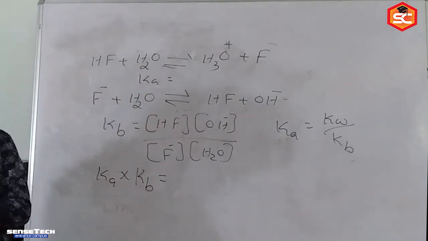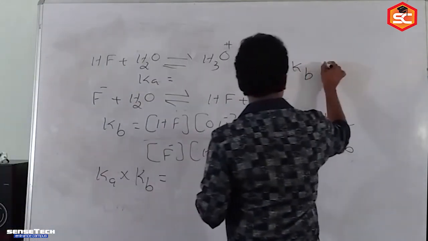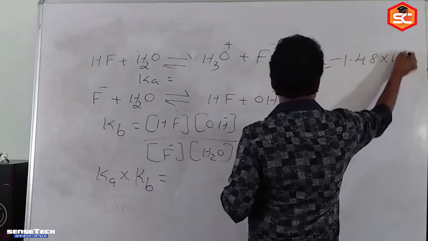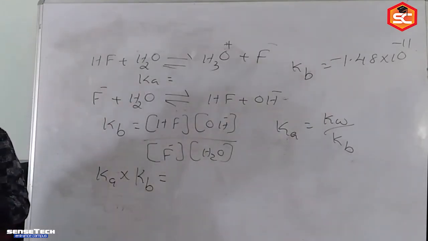Finally Ka is equal to Kw by Kb. pKb, what is the value? 10.83. So Kb is the negative log of 10.83. So Kb you get is 1.48 into 10 to the power minus 11. Then apply Ka is equal to Kw by Kb. Kw is 10 raised to minus 14 by 1.48 into 10 to the power minus 11.